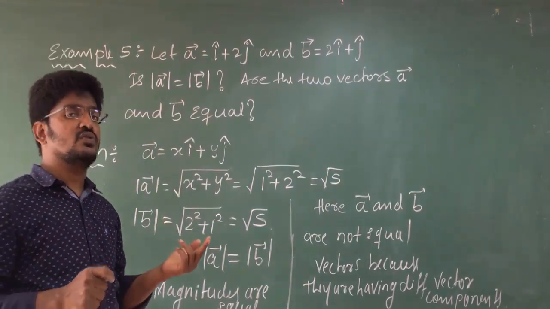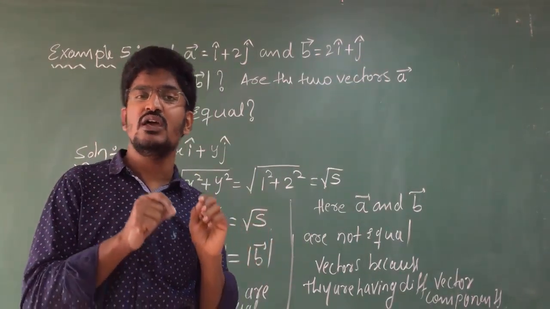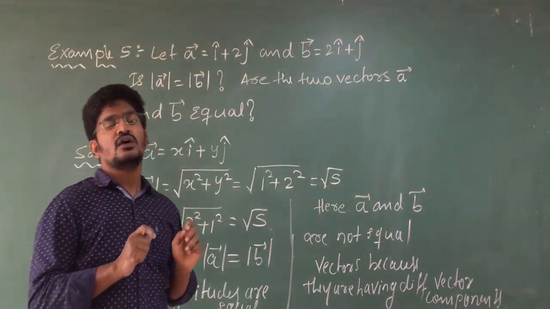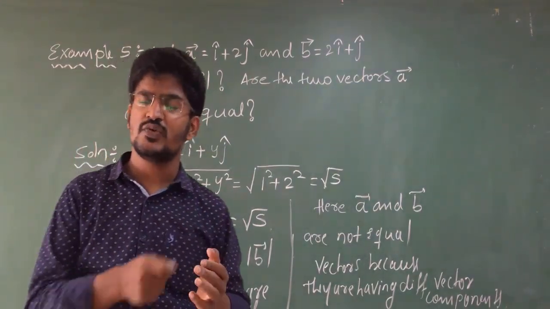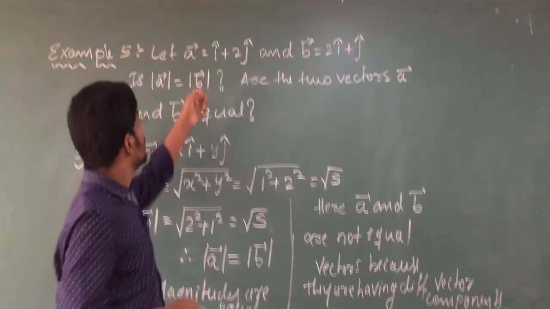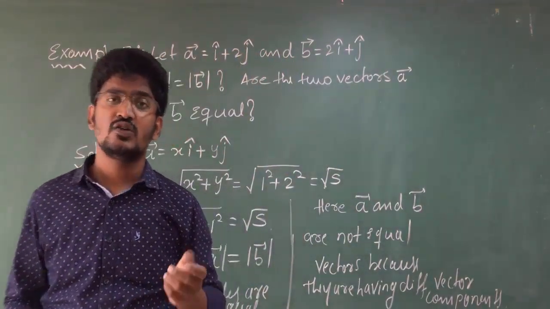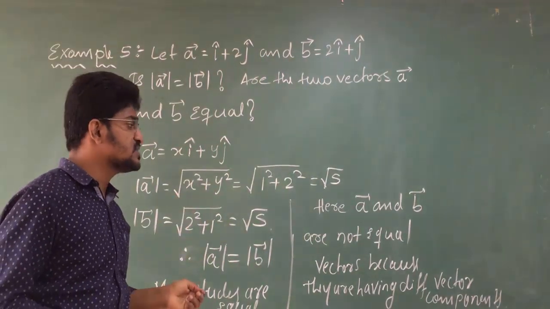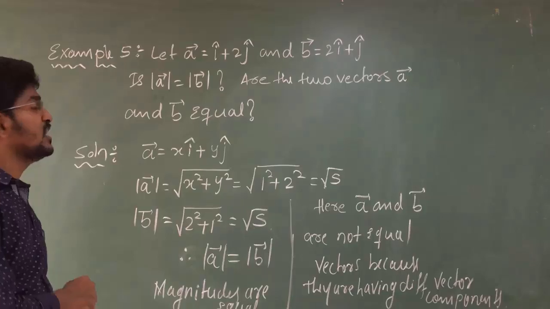In the previous question we calculated the values of x, y, z. There also it was on equal vectors. Clear? If they are equal vectors, the corresponding components have to be equal. That's why you calculated x, y, z. In the same way, here the components are different, so for that reason the two vectors are not equal. Clear? Okay, let us move to the next question.